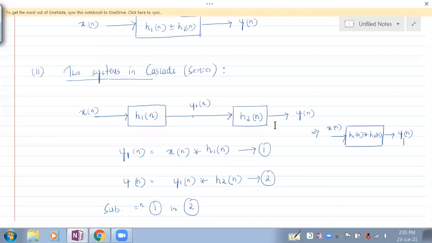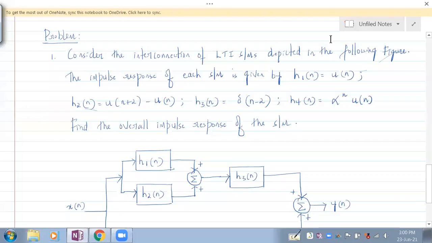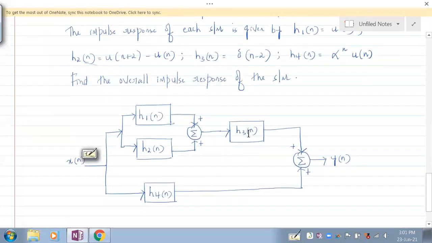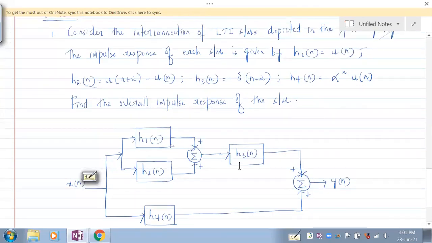Fine. So let's see this problem. In this problem, we have been given different LTI systems connected in different fashion. There are some systems connected in series. There are some systems connected in parallel, and they have given us h1 of n, h2 of n, h3 of n, h4 of n. All impulse responses have been given. Fine. So they are asking us to find the overall impulse response of the system.